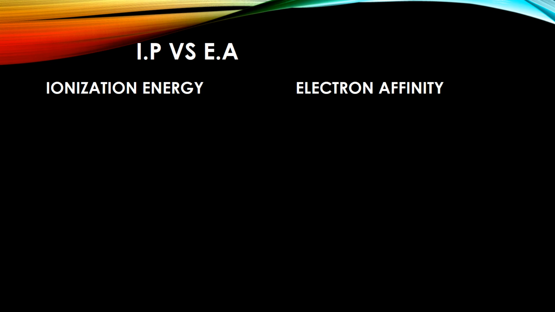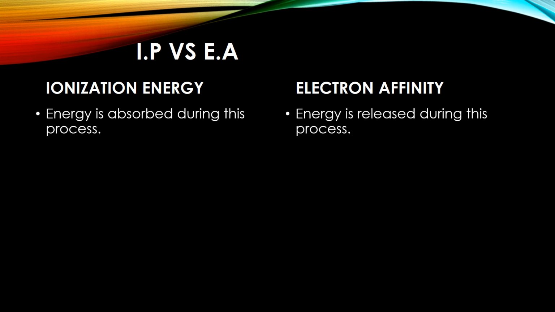Now here is the comparison of the ionization potential or ionization energy with the electron affinity. In ionization energy, energy is absorbed during this process, but in electron affinity, as you have seen, we introduce the electron and during this process, energy is released.